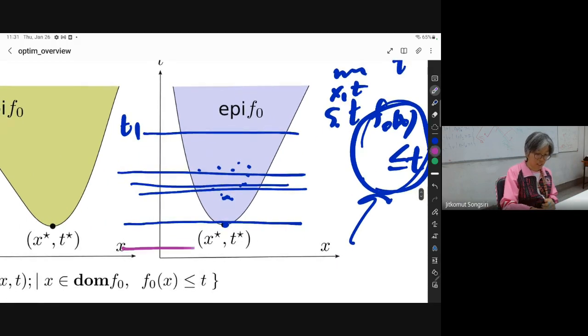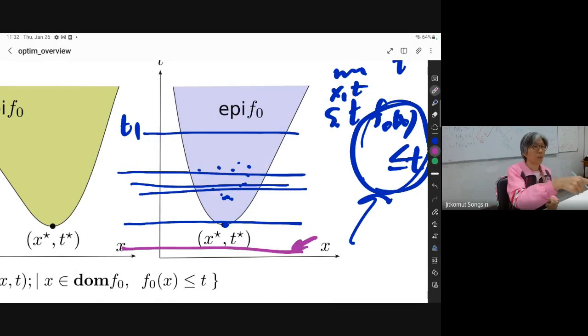This t is not feasible in this problem, even though the violet t is still smaller than the blue t. But at this coordinate, it is not feasible. My f naught x is not less than this violet t. Got it?